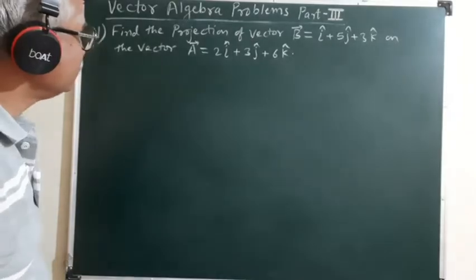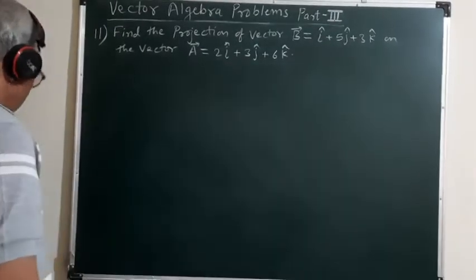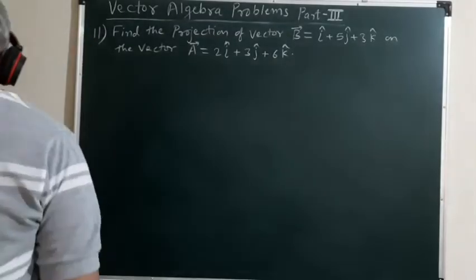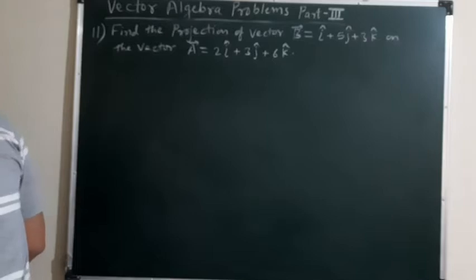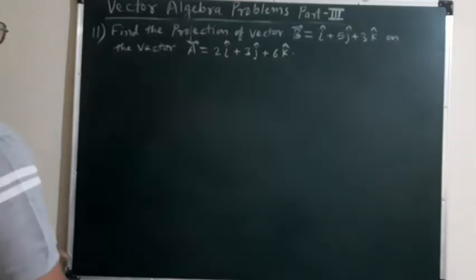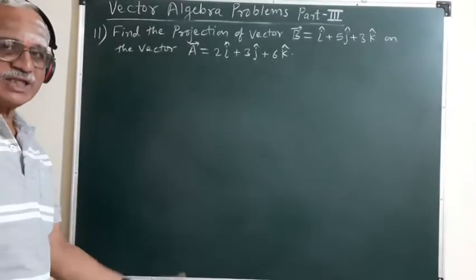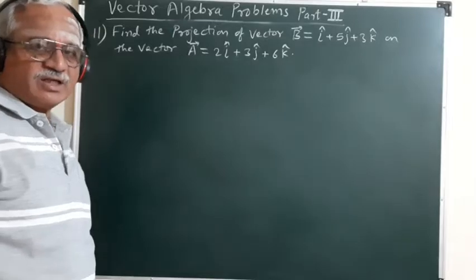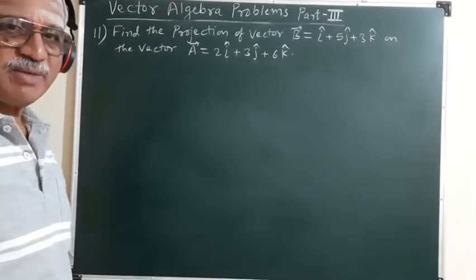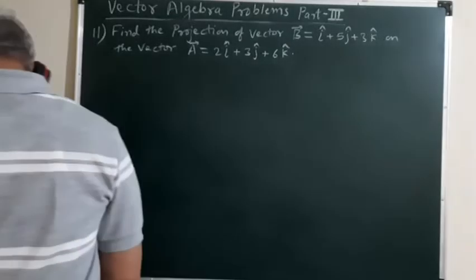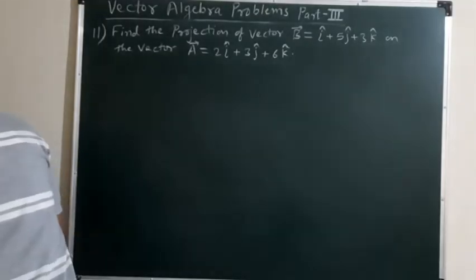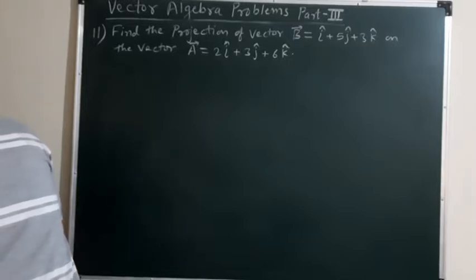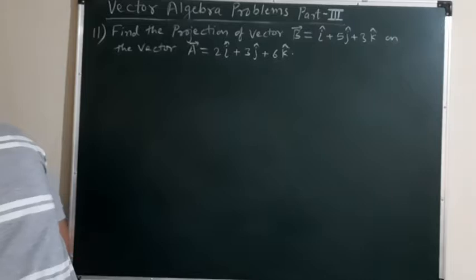Today we will continue the problems on vector algebra. So last time we have studied some problems to find out the projection of a vector in the direction of another vector. The same projection of a particular vector in the direction of another vector also can be obtained by another method, by finding the unit vector in the direction of the vector in which we are interested to obtain the component of the other vector.